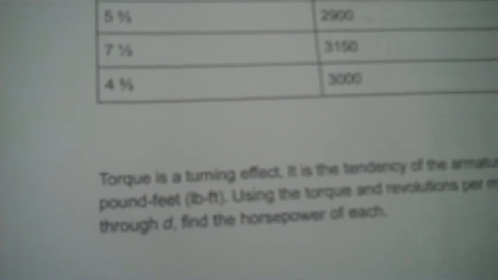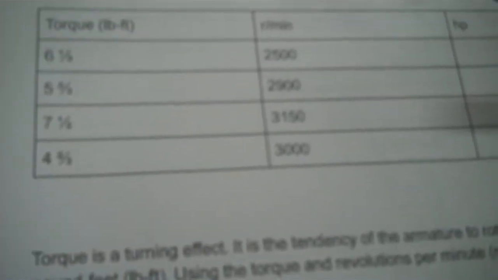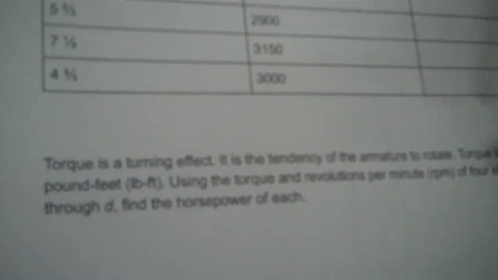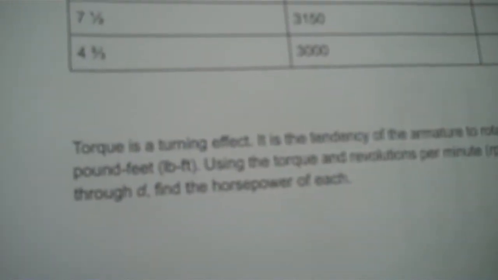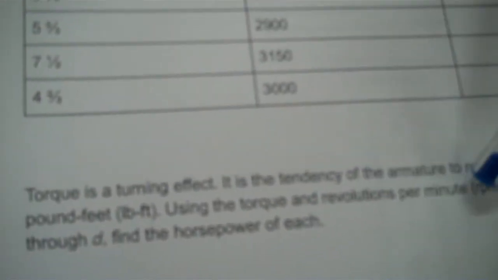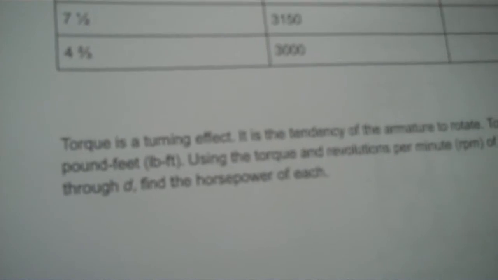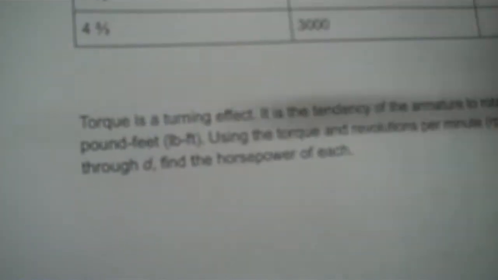These are the given torques, and these are the RPM. That's called the revolutions per minute that a wheel turns. Torque is a turning effect. It is a tendency of the armature to rotate. Torque is expressed in pound-feet. Using the torque and revolutions per minute of 4 electric motors, A through D, find the horsepower of each.